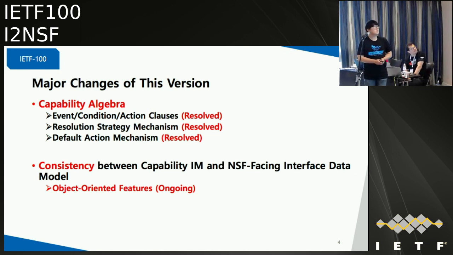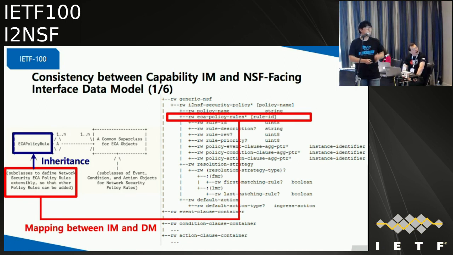This slide shows the major changes of this version. We considered capability algebra for network security policy rules, such as event, condition, action clause, a resolution strategy mechanism to prevent conflict between security policy rules, and a default action mechanism to take action if the rule does not have an action clause. Second, we considered consistency between the capability information model and the NSF facing interface data model. In this case, we are ongoing. This slide shows consistency between the capability information model and the NSF facing interface data model.